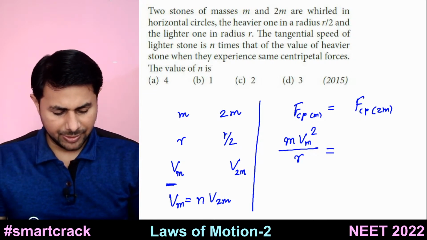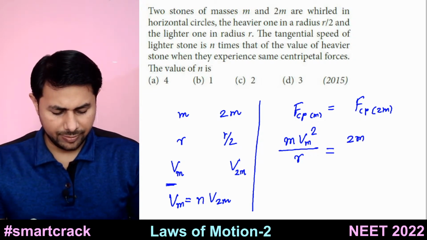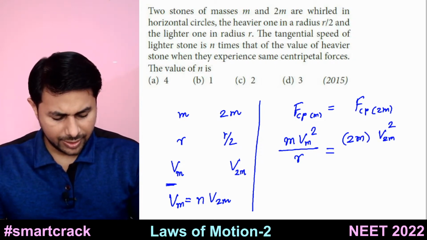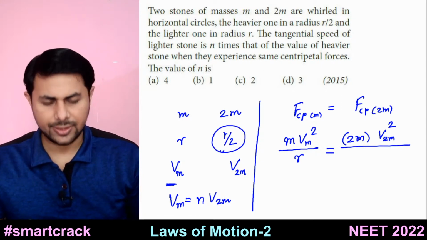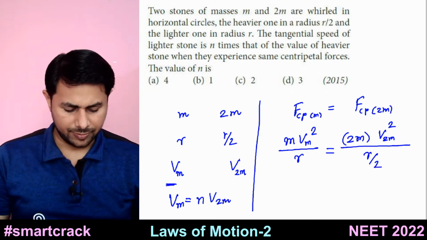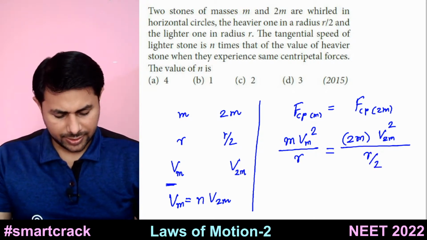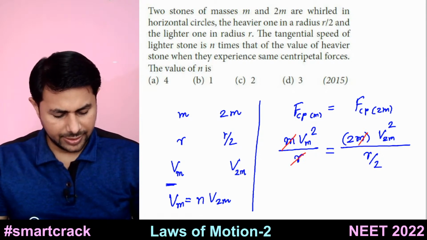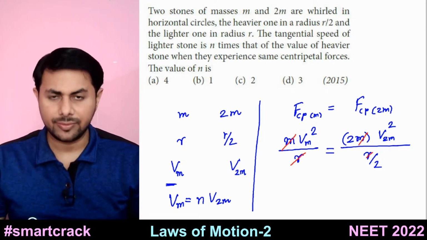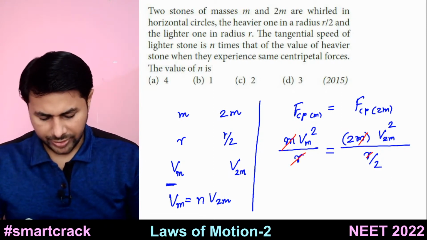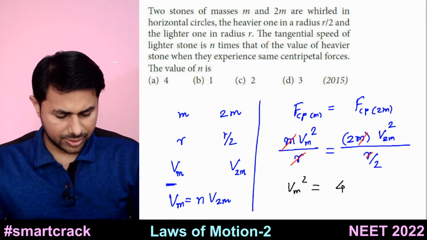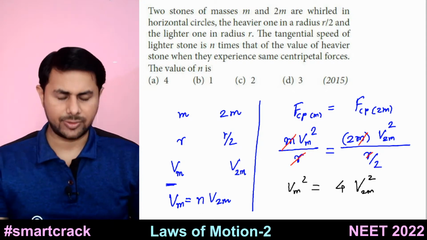It's equal to F_cp for 2m. So its mass is 2m multiplied by speed square, v of 2m square, divided by the radius, which is r by 2. Something gets cancelled? Yes, mass gets cancelled, radius gets cancelled. This 2 will go into the numerator. So we get v m square equals 4 times v of 2m square.